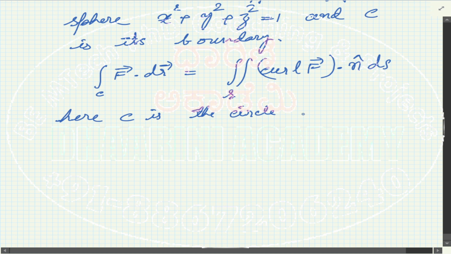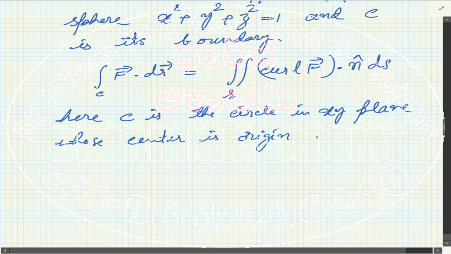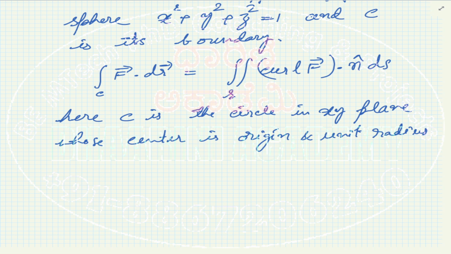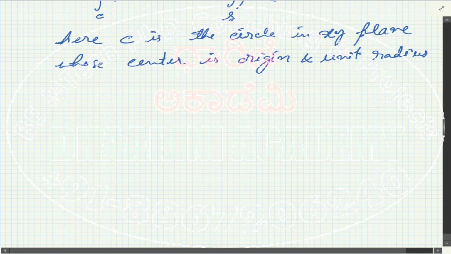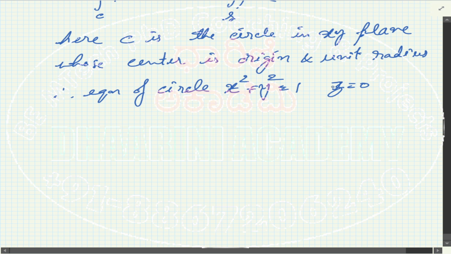C is the circle in the xy plane whose center is the origin and whose radius is unity. The equation of the circle is x squared plus y squared equals 1, and there is no z, it's on one plane. So z is equal to 0.